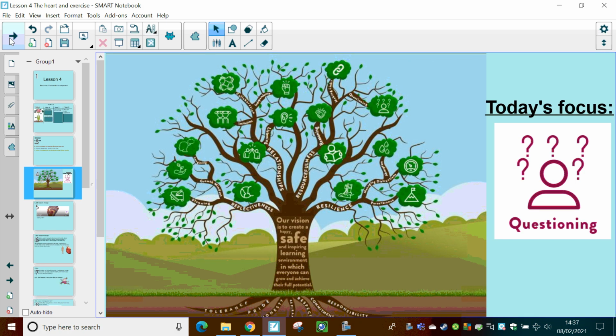Today's learning power focus is questioning. Science is built on curiosity. I thought I'd tell you that all the time. We ask questions, we try to find out the answers to the questions, we come up with more questions. Science is never ending, it's everything around us. It's why I love it so much.